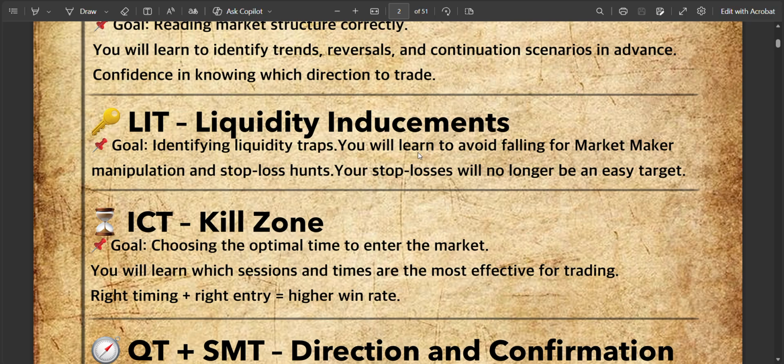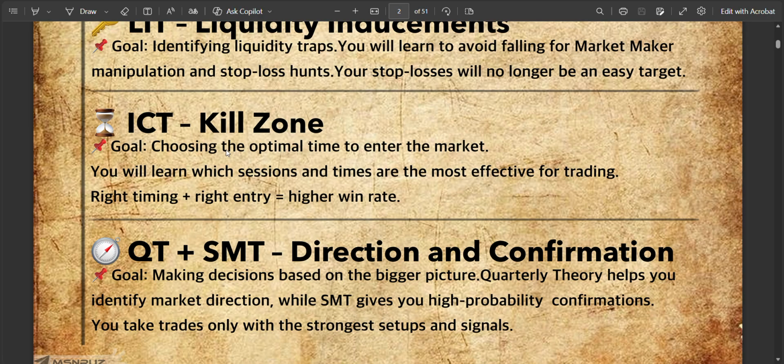Liquidity inducement. The goal is to identify liquidity traps. You will learn to avoid falling for market maker manipulation and stop loss hunts. Your stop losses will no longer be an easy target. And also ICT kill zone. The goal is choosing the optimal time to enter the market. You will learn which sessions and times are the most effective for trading. Right timing plus right entry equals high win rate.